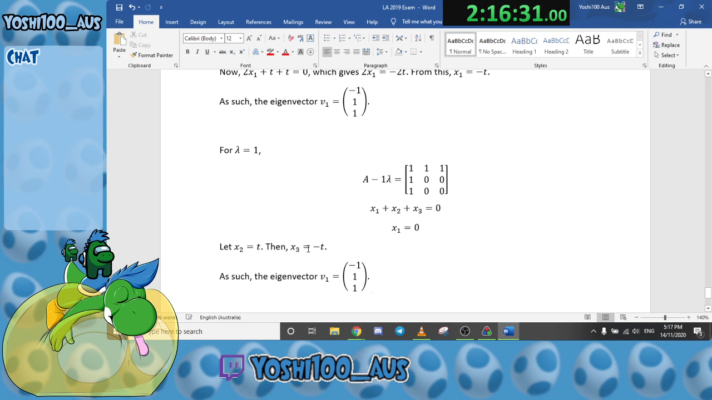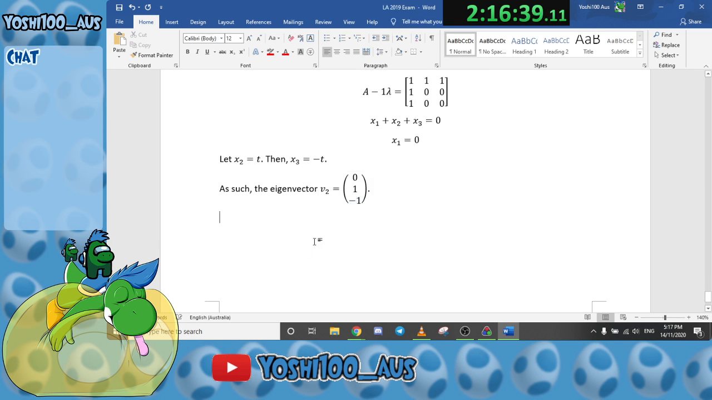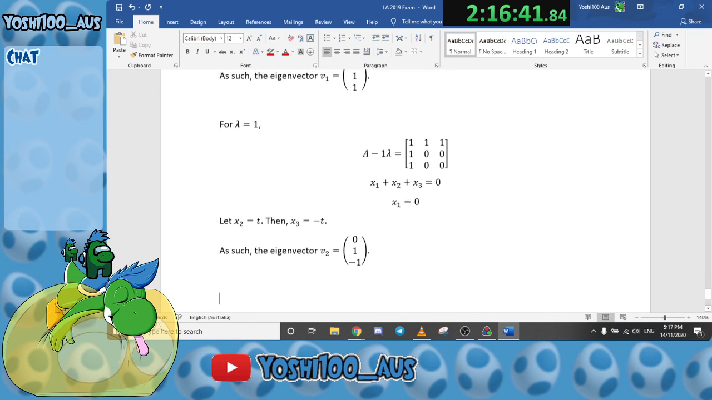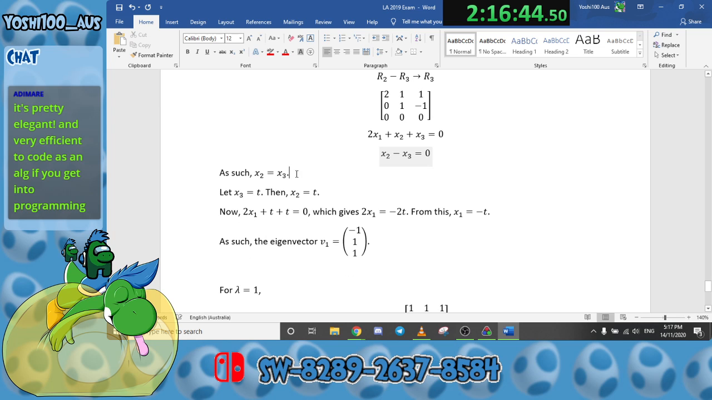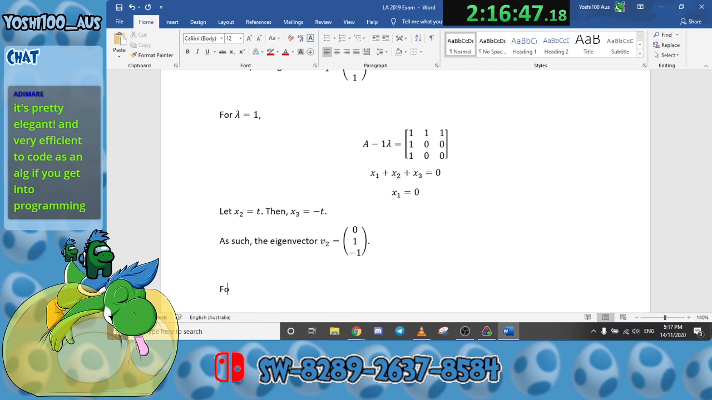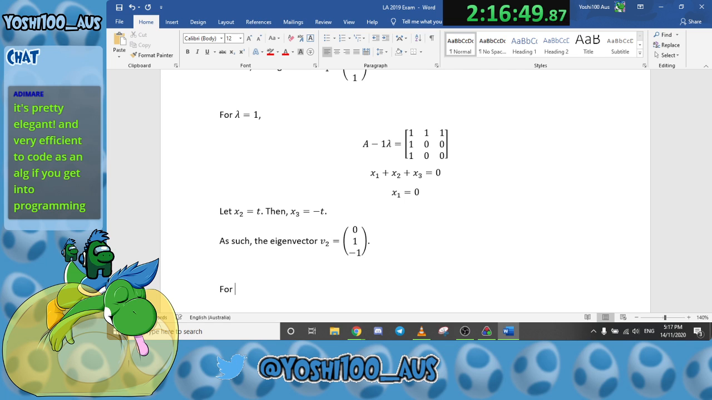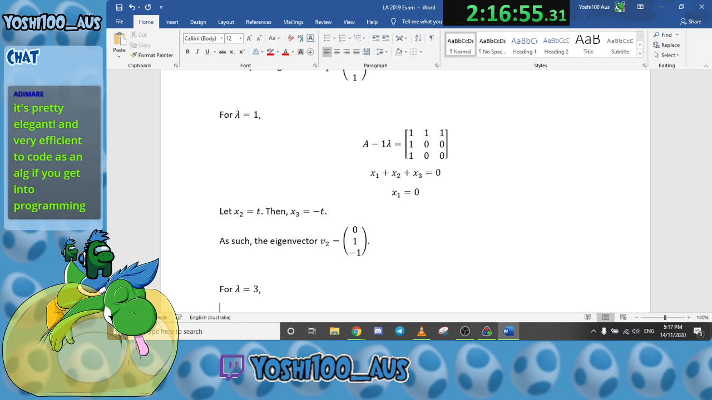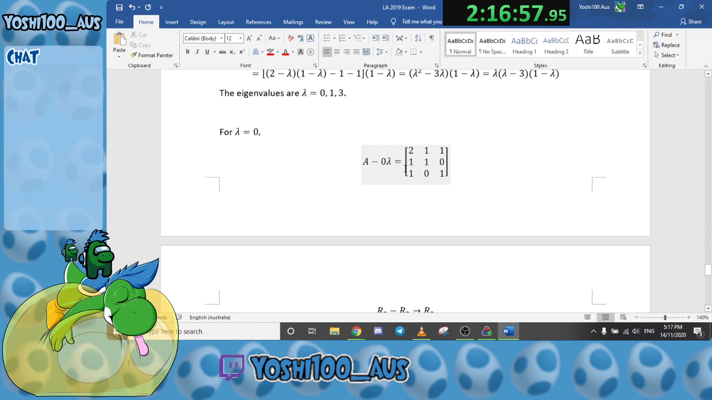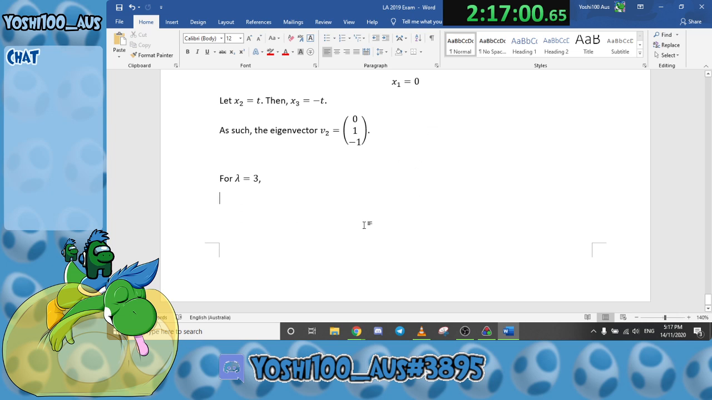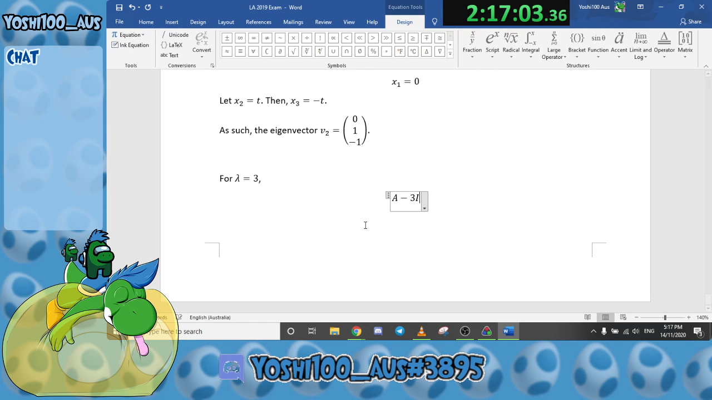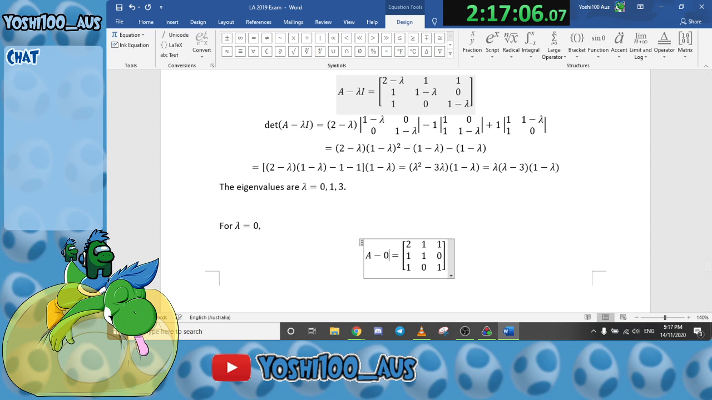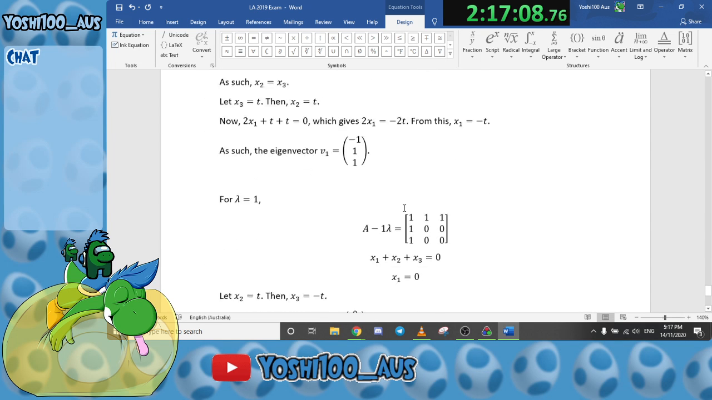This one was easier as well. V2 is 0, 1, minus 1. Yep. Now, for lambda equals 3, I'm gonna copy this matrix again. Oh, it's 3I. Yeah, no wonder. Because lambda is the value we're replacing.